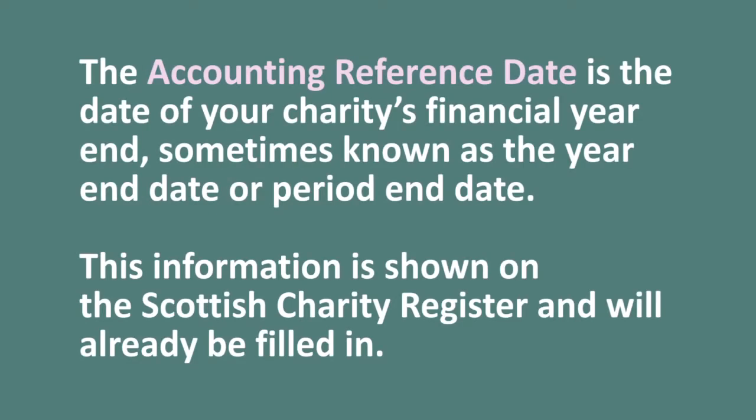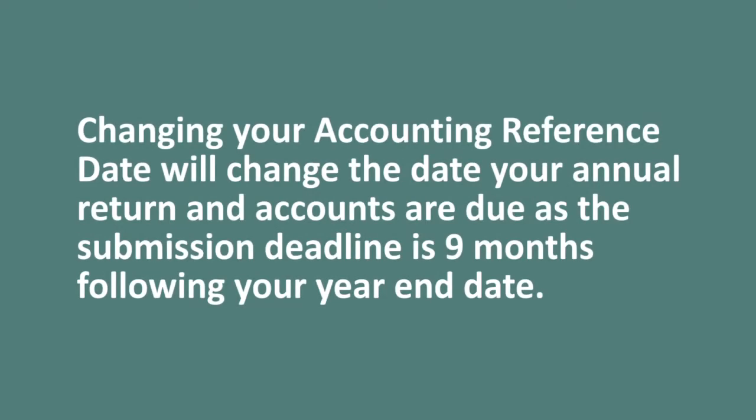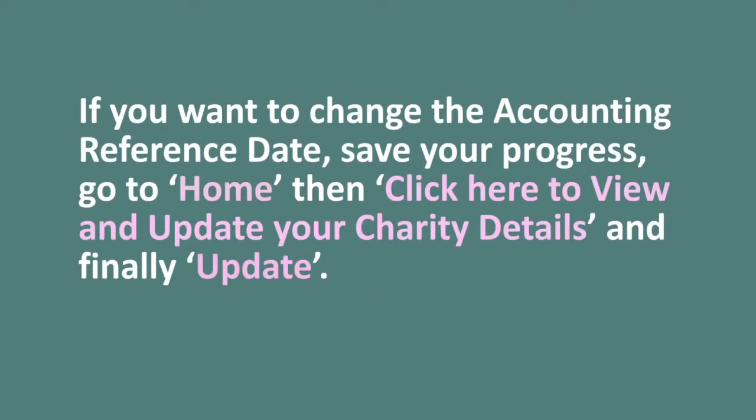The accounting reference date is the date of your charity's financial year end, sometimes known as the year-end date or period-end date. This information is shown on the Scottish Charity Register and will already be filled in. Changing your accounting reference date will change the date your annual return and accounts are due, as the submission deadline is 9 months following your year-end date. If you want to change the accounting reference date, save your progress, go to Home, then click here to view and update your charity details, and finally Update.